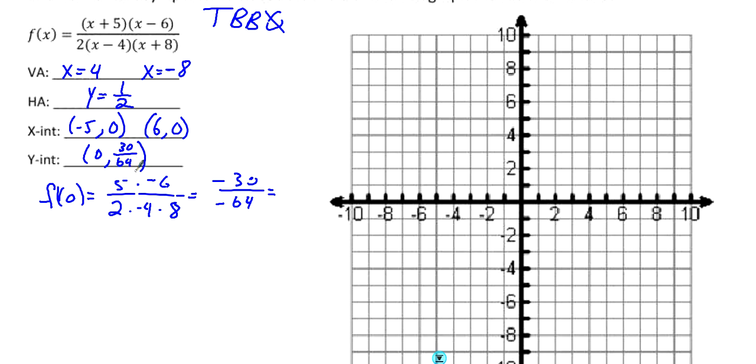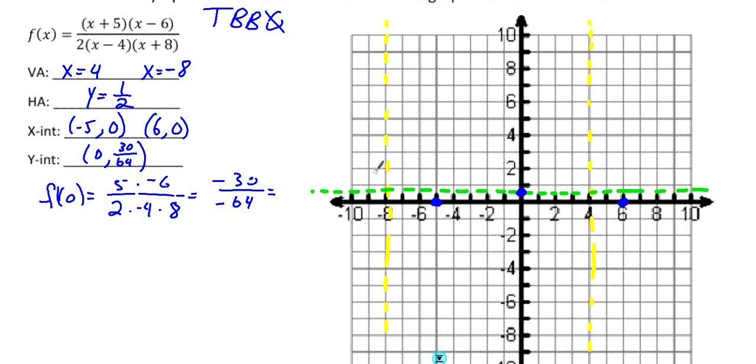Okay, so now let's graph all of our information really quickly. So my verticals are at -8, +4. My horizontal is at 1/2, so it's basically right here. Then I have x-intercepts at -5, +6, and a y-intercept, which is 0, +30 over 64, so that's going to be somewhere in here between 0 and 1. Okay? Now, again, when you're graphing these, remember, what's not there is as important as what is there.